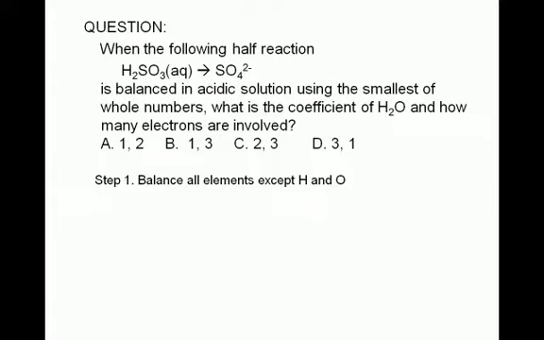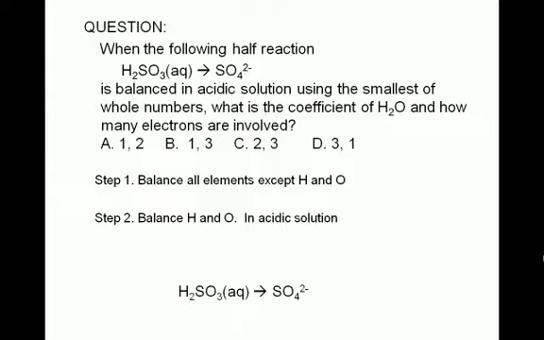The first step in balancing a half reaction is to balance all elements except hydrogen and oxygen. In the case we have here, the only other element besides hydrogen and oxygen is sulfur. As written, it is already balanced. There is one sulfur on the left and one on the right.